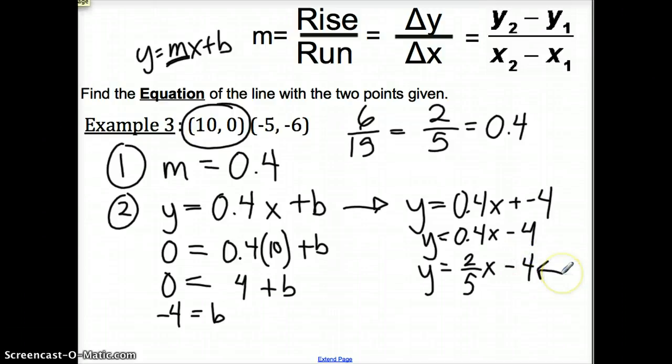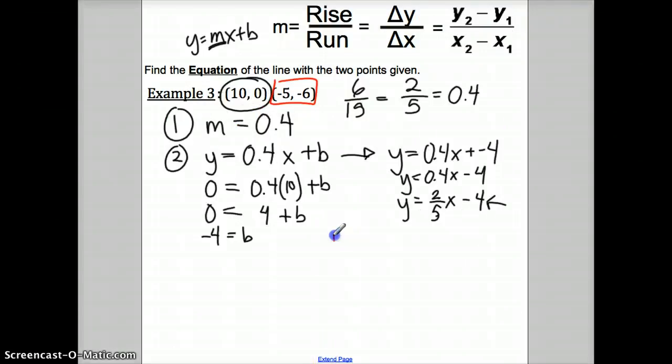This one might be the easiest to graph because we can see the rise of 2 and the run of 5. So don't be afraid to write these in any of these forms. Now, what am I going to do now? I'm going to check my answer and make sure it's right. So I'm going to plug in the other point just to make sure I've got the right answer.